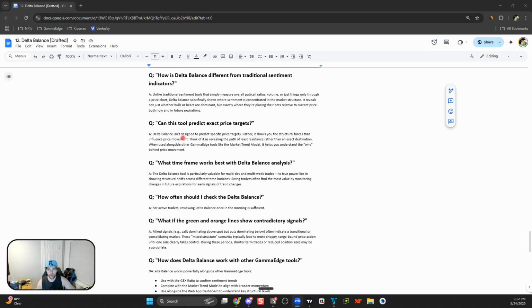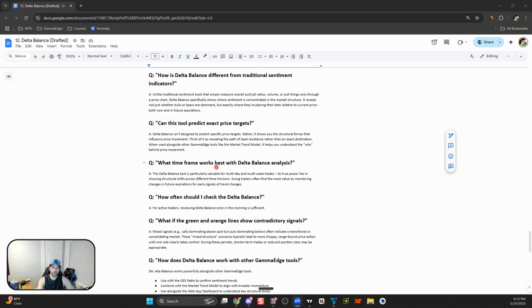Can this tool predict exact price targets? So the simple answer is no. Delta Balance isn't designed to predict any specific price targets. Rather, it shows you the structural forces that influence price movement. Think of it as revealing the path of least resistance rather than an exact destination.